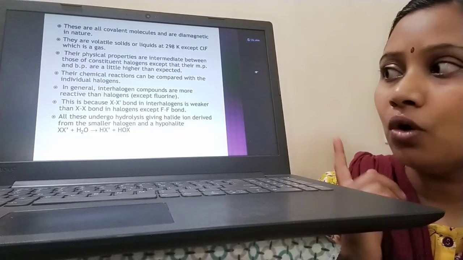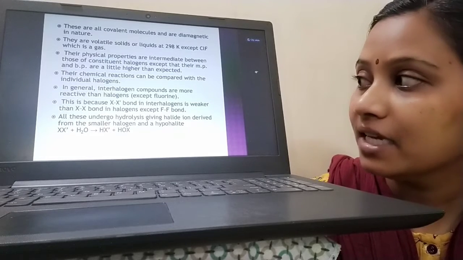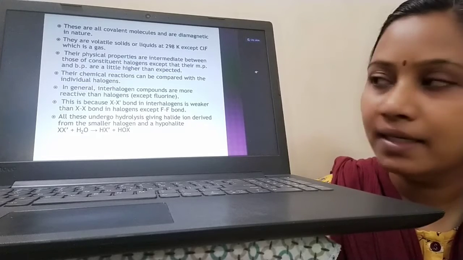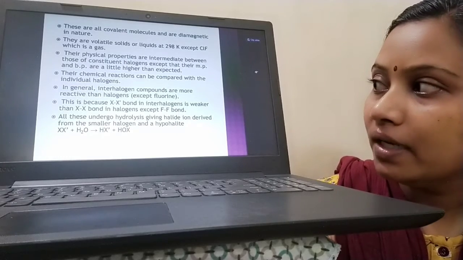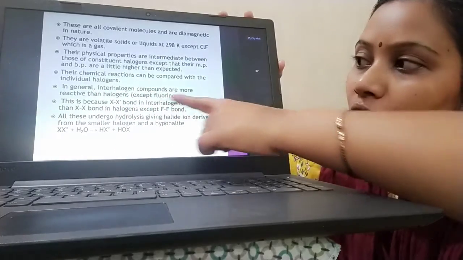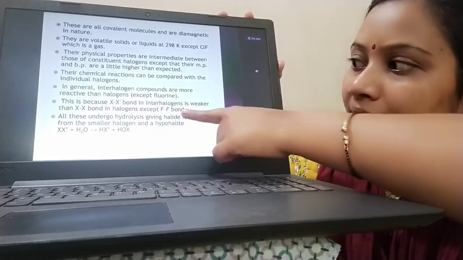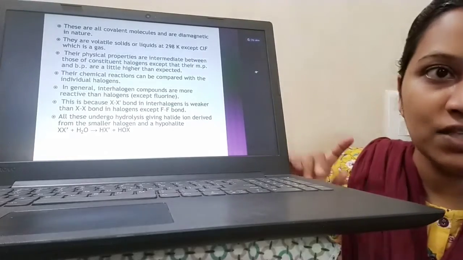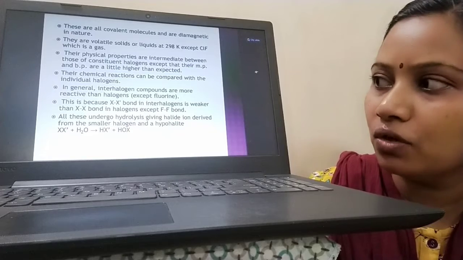Why are interhalogen compounds more reactive than halogens? This is because the X-X' bond in interhalogens is weaker, whereas in halogens it is stronger. But in the case of fluorine, the bond is an exception. Why are interhalogen compounds more reactive than halogens except fluorine? This is because the X-X' bond in interhalogens is weaker than the X-X bond in halogens, except in the case of F-F. That's the reason why fluorine comes under the exception. It's more reactive than interhalogen compounds.